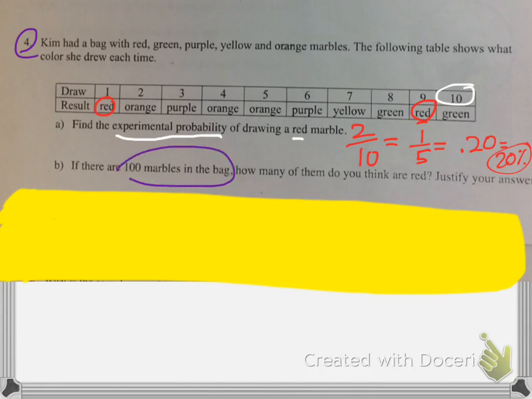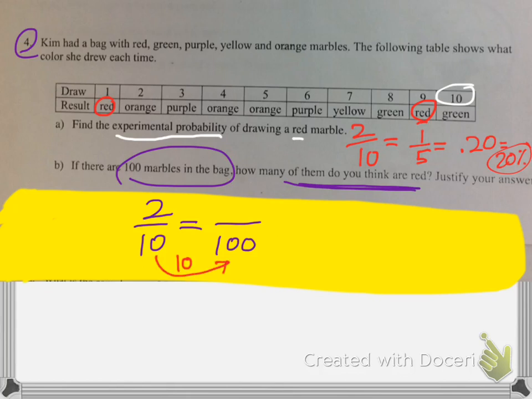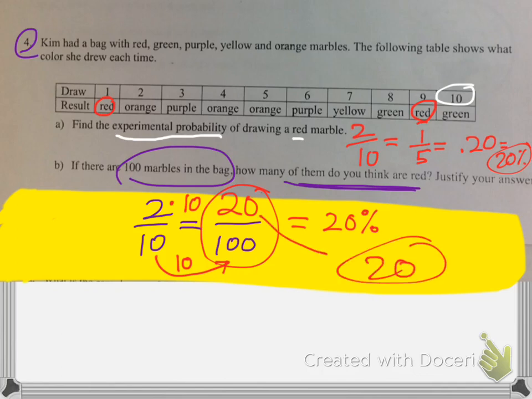20% probability. So if you had 100 marbles in a bag, how many of them do you think there'd be red? Well, 2 out of 10 were red. How many out of 100? Well, that's pretty easy, I think. 10 times 10 is 100. 2 times 10 is 20. So 20 out of 100, still 20%, isn't it? So you'd probably expect to get 20 marbles that were red, according to the experimental probability.